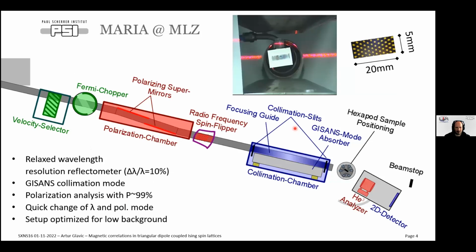The experiment was done at MARIA in Garching. And this is how the sample looked like at the holder. So we have the large silicon substrate, and the structured area is something like 20 millimeters by 5 millimeters. And the instrument is quite well suited for this kind of experiment because it has a relaxed wavelength resolution for a reflectometer and a specific GISANS mode with a longer collimation than most reflectometers, but also has very good polarization analysis capabilities. And this is really important if you want to study magnetic systems and get more information than just the correlations.